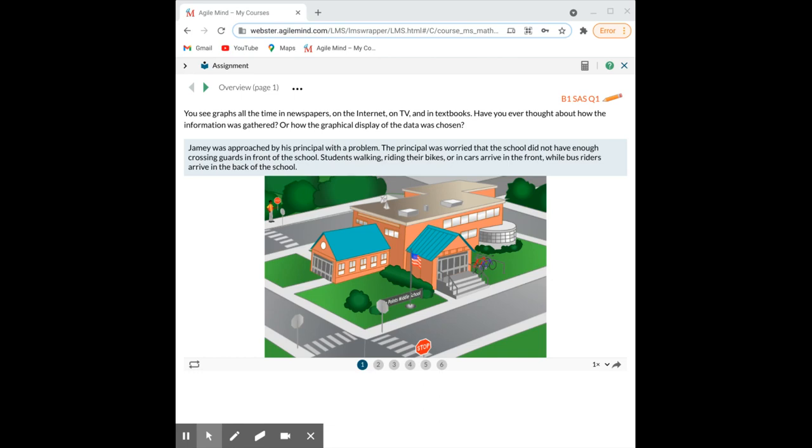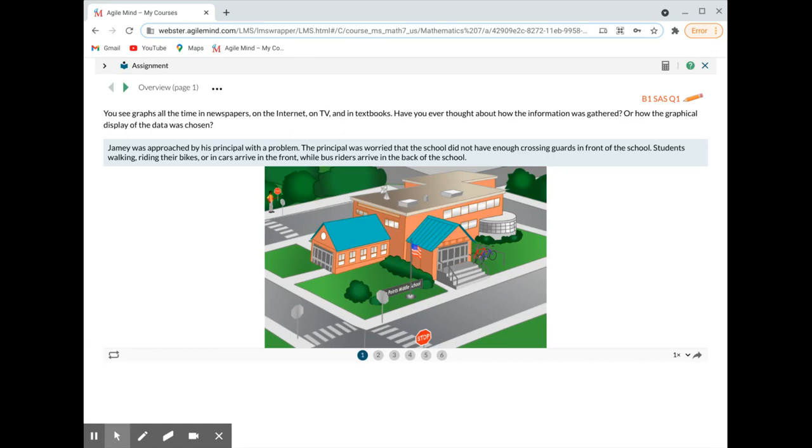All right. So today, we're going to start by looking at an overview. If you would read this for us, please, Miss Emma? You see graphs all the time in newspapers, on the internet, on TV, and in textbooks. Have you ever thought how the information was gathered or how the graphical display of the data was chosen? Jamie was approached by his principal with the problem. The principal was worried that the school did not have enough crossing guards in the front of the school. Students walking, riding their bikes, and in cars arrive in the front, while bus riders arrive in the back of the school.